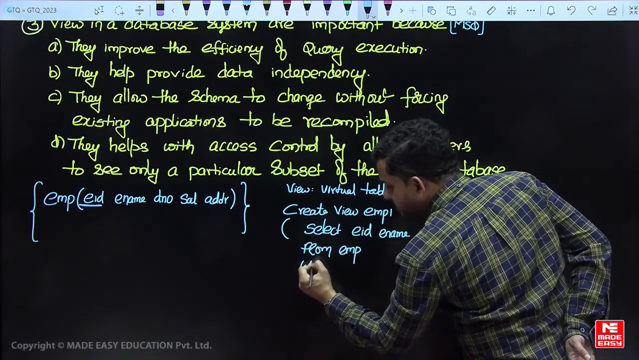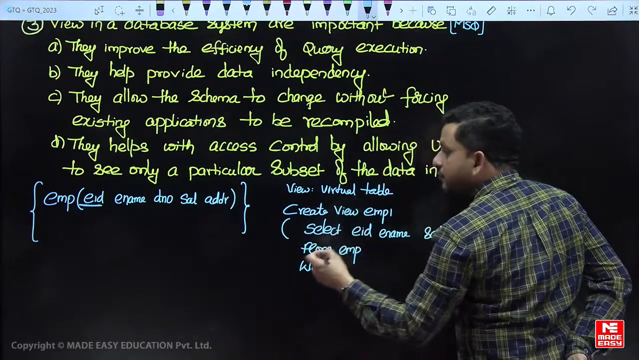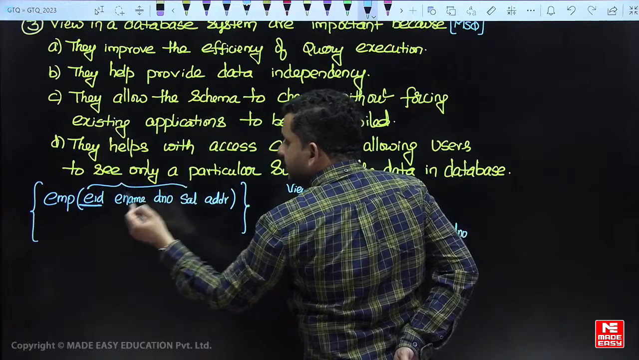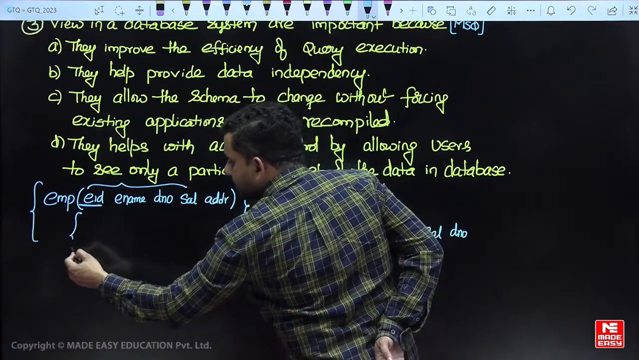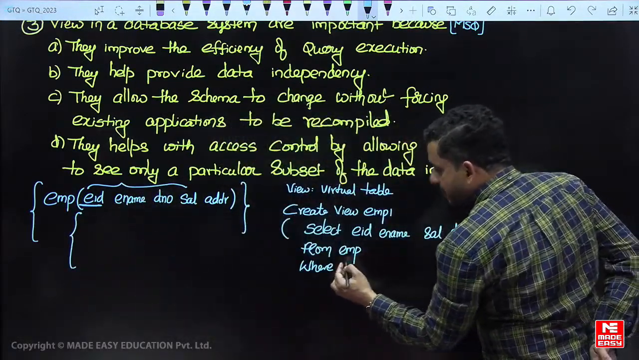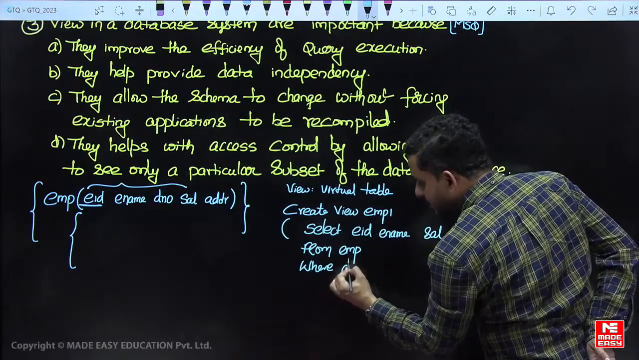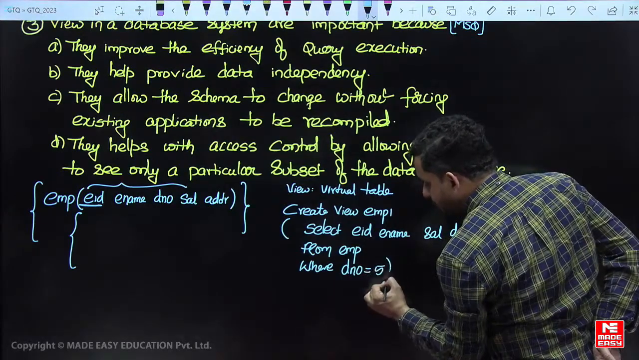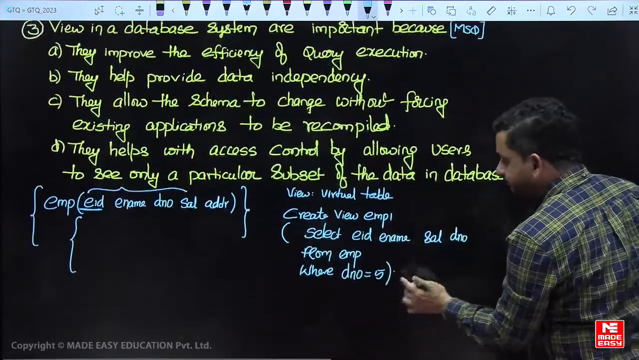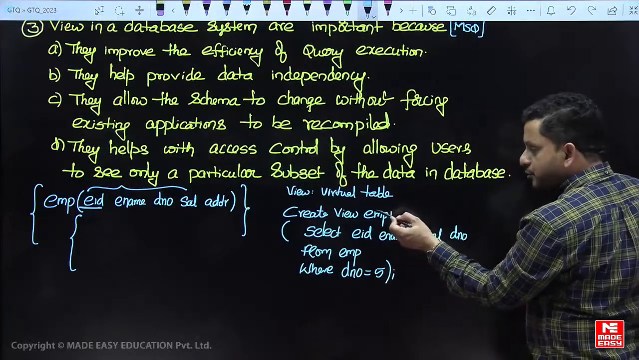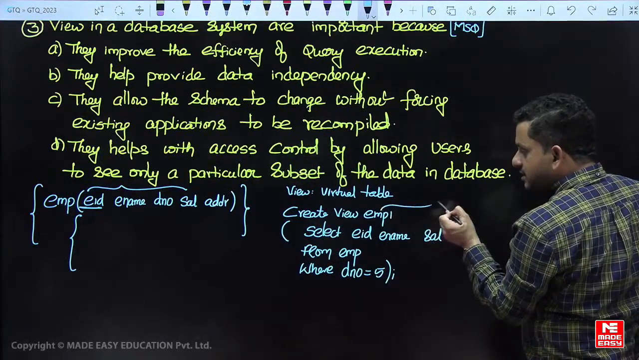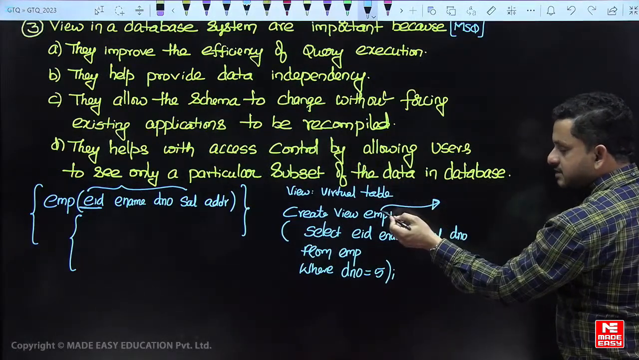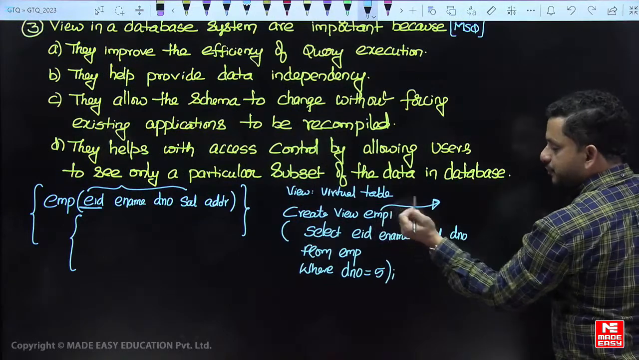You can apply some where condition also. A view is allowed to take required attributes, as well as required records. Record selection is also allowed for the view. Let's say only department 5 employees are in the view. Like this we create the view. Now we can use this schema employee1 just like an RDBMS table.